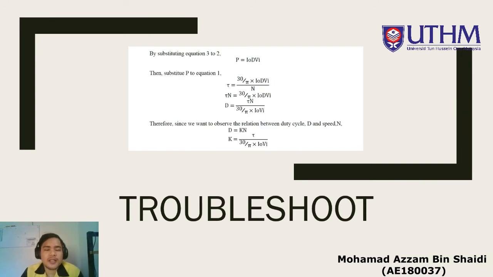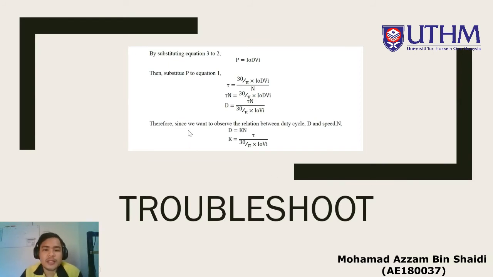And then by substituting equation 3 into equation 2, we have the power equal to I naught multiplied by the duty cycle and multiplied by the V input. Then we substitute the power equation into equation 1, and we have the duty cycle formula.